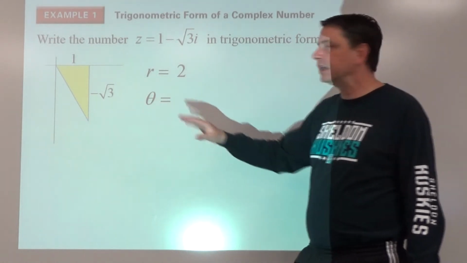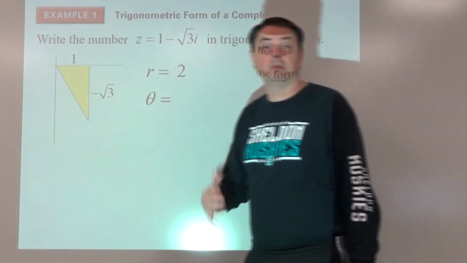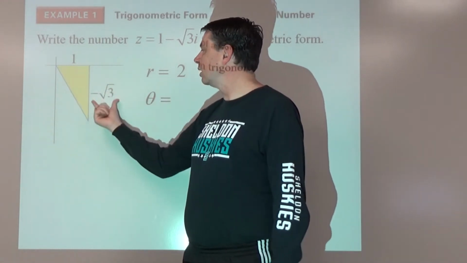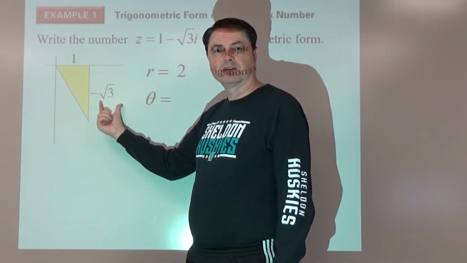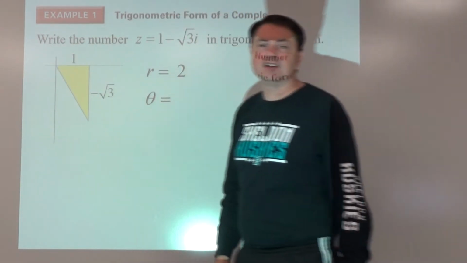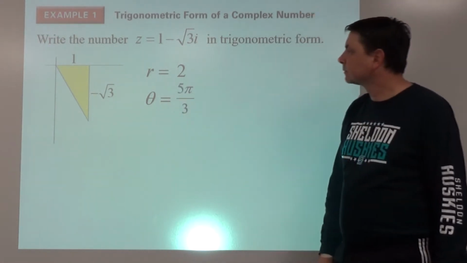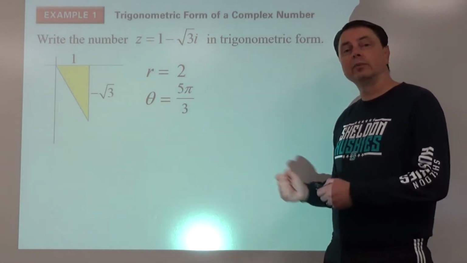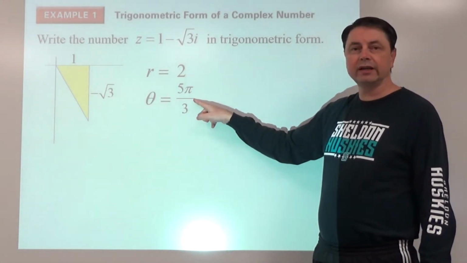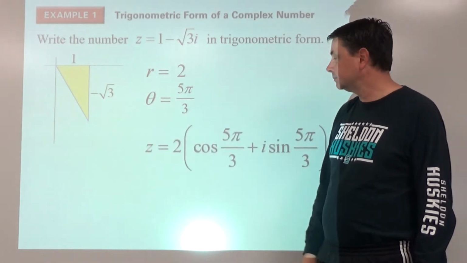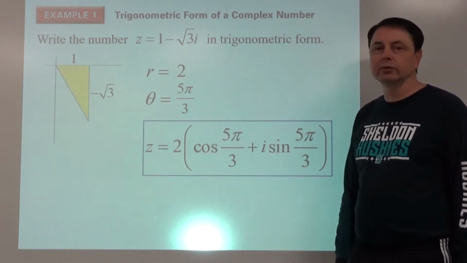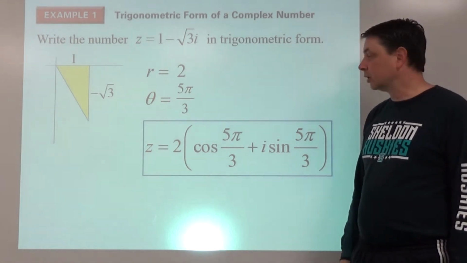And then theta, think of this in terms of very close to being unit circle. Remember, in a unit circle, we would have the coordinate 1/2, comma, negative root 3 over 2. If we just multiply both those by 2, we're still looking at the same angle. It's going to be 5 pi over 3. So our z, complex number in trig form, r times cosine theta plus i times sine theta. So 2 times cosine 5 pi over 3 plus i sine 5 pi over 3 is that complex number in trig form.